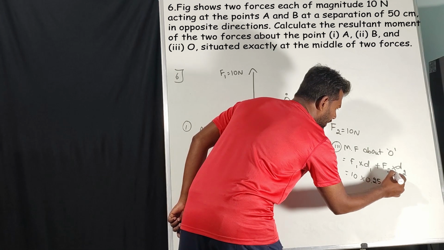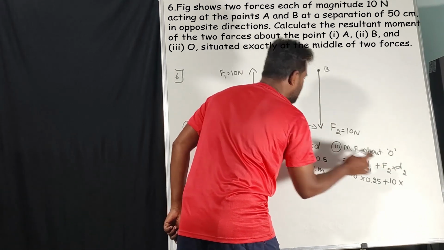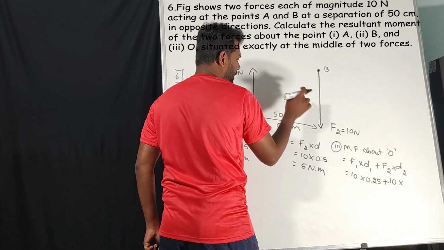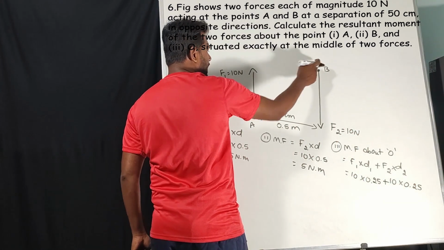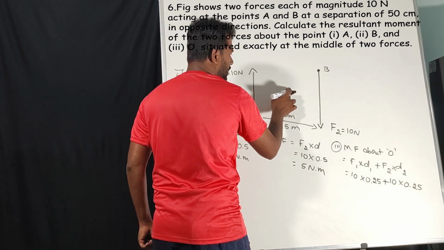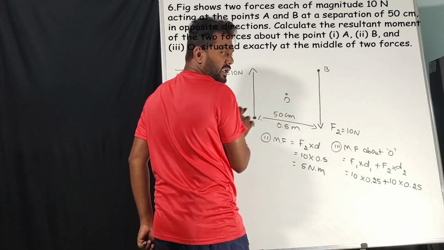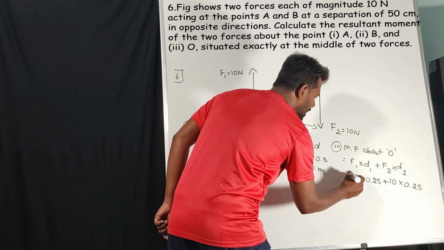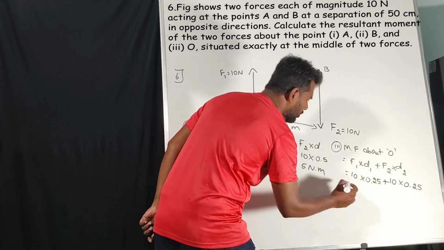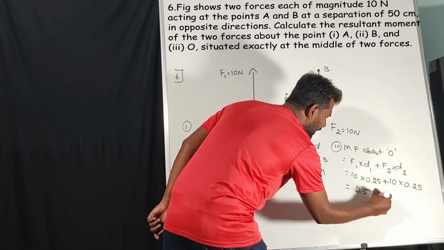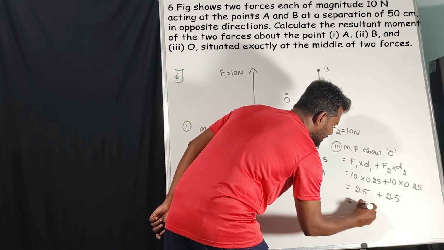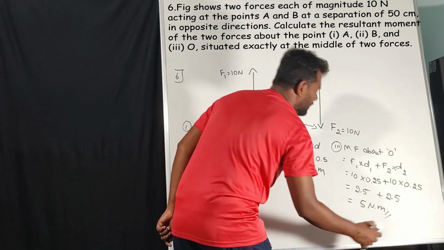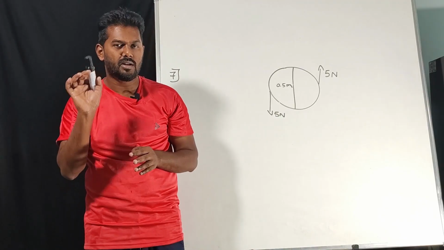0.25 plus F2 is 10, again the distance of F2 is 0.25. So don't take it from here to here, from the center, okay? From here to the straight line, what is the distance? Then 10 into 0.25 is nothing but 2.5. Then 10 into 2.5 is nothing but 2.5. Totally it is 5 Newton meter. That's it. Question number 7.